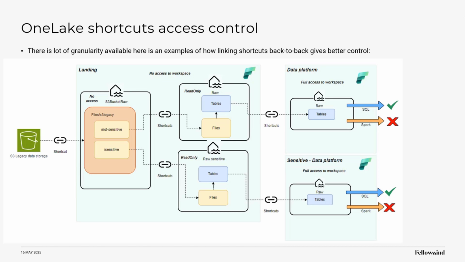In the example here, the admin user must create the shortcuts and tables on the landing workspace and then give the right personnel access to the right lakehouses so they can take care of their data needs. So the data engineers have contributor access on the data platform workspace and no access on the landing, except read all access on the raw lakehouse.